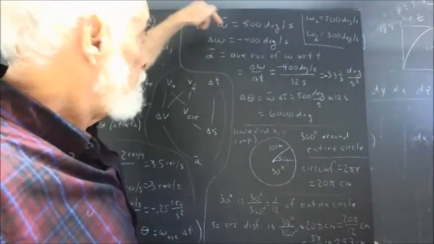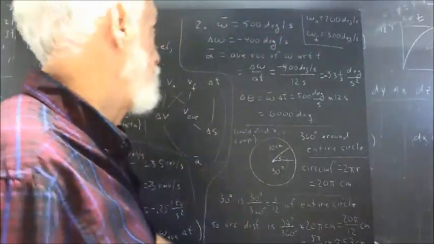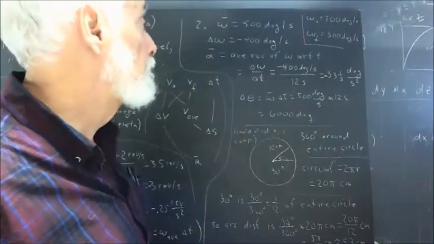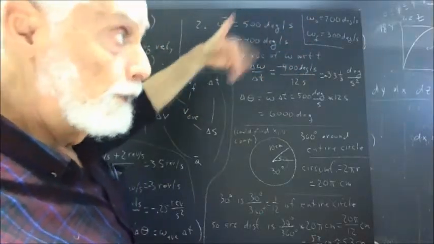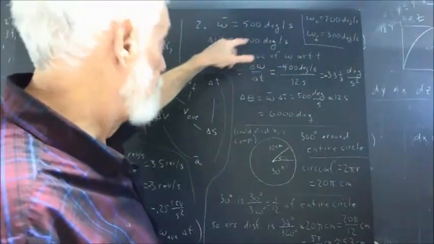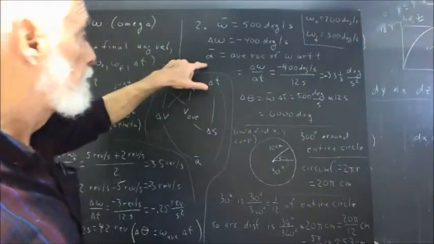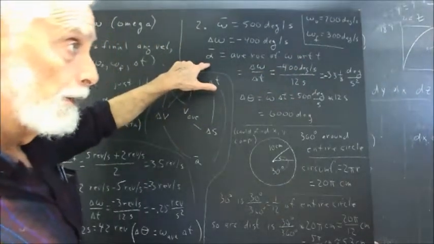So the average angular velocity, if we start at 700 and at 300, is going to be 500. Very clearly, average is going to be 500 degrees per second, and the change from 700 to 300 is negative 400, so it's negative 400 degrees per second. We want to know the average rate of change of omega with respect to t. That's what we call alpha.